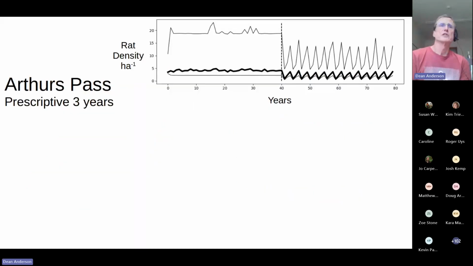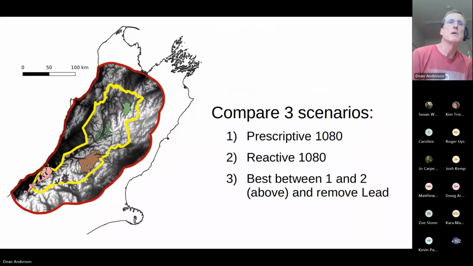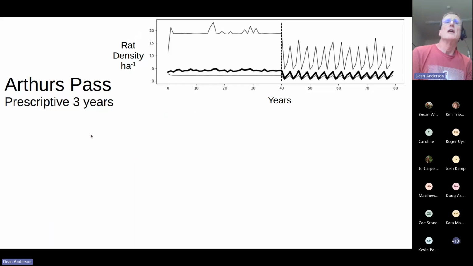So let's look through some results here. And this is at Arthur's Pass. This is this area here, this brown polygon area here. So that's where we're quantifying the results here. And so what we do is we burn in the model for, in this case, 40 years. And this is rat density on the y-axis in time. And this is present day here, although it says 40. This is present day, and this is when we start our new management regime of, in this case, prescriptive 1080 every 3 years. And you can see we really dampen down the rat maximum as well as the mean, but because it's just this regular treatment of 1080, we get this pulsed pattern of rats over time.